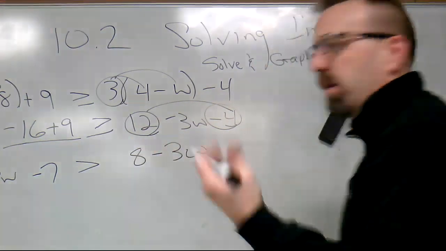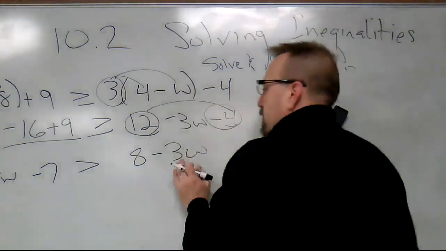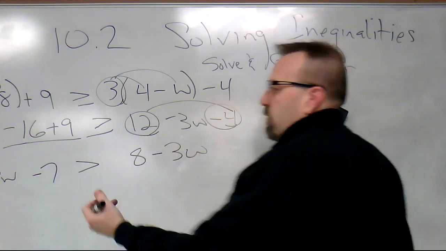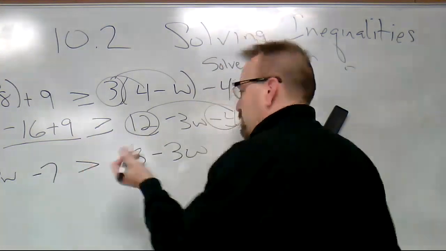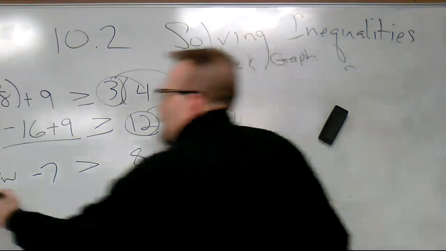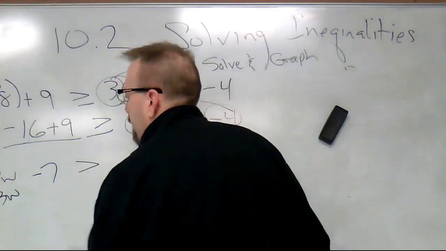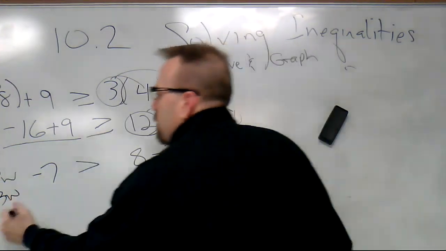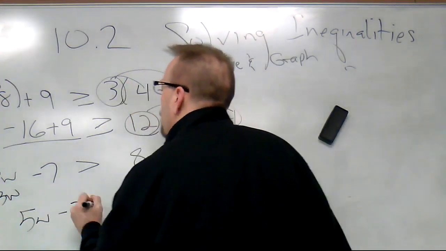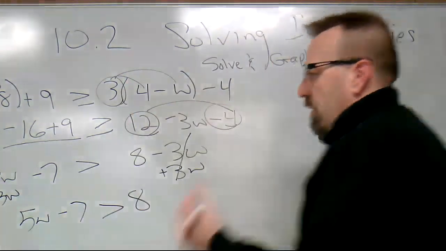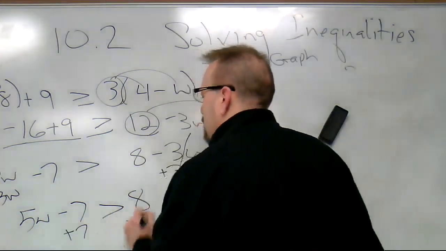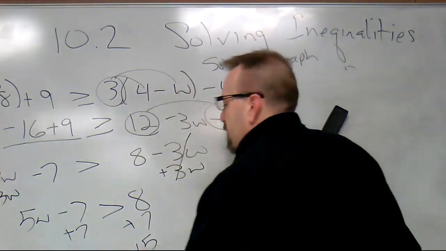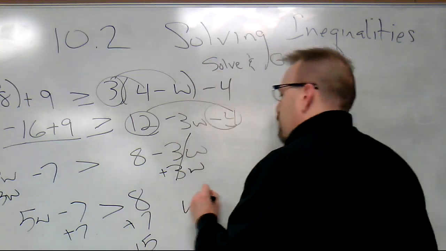Now we have variable on both sides. This one is our smaller one. Part of why you want to get rid of the smaller one is then we're not dealing with negatives quite as much. If we deal with negatives, that's when we have to remember to flip our sign. It's one less thing to worry about, then one less possible chance for an error. So we did the opposite of negative 3w, which is positive 3w. 2w plus 3w is 5w minus 7. Now we get rid of minus 7 by adding 7 to get 5w greater than 15. Divided by 5, w is greater than 3.